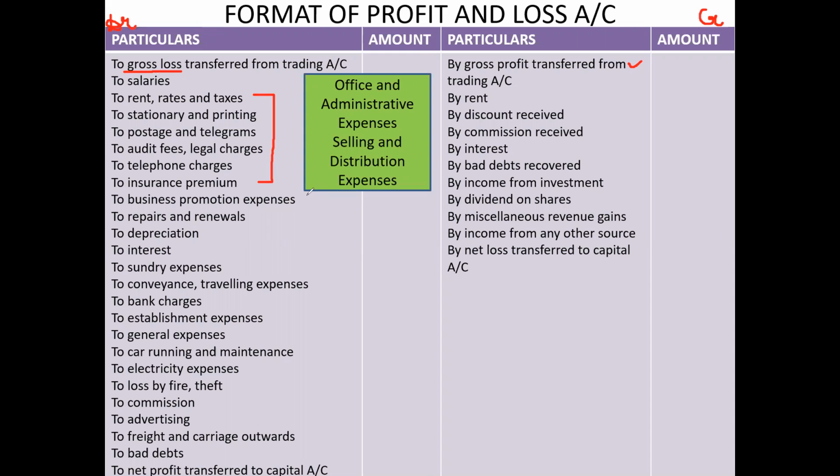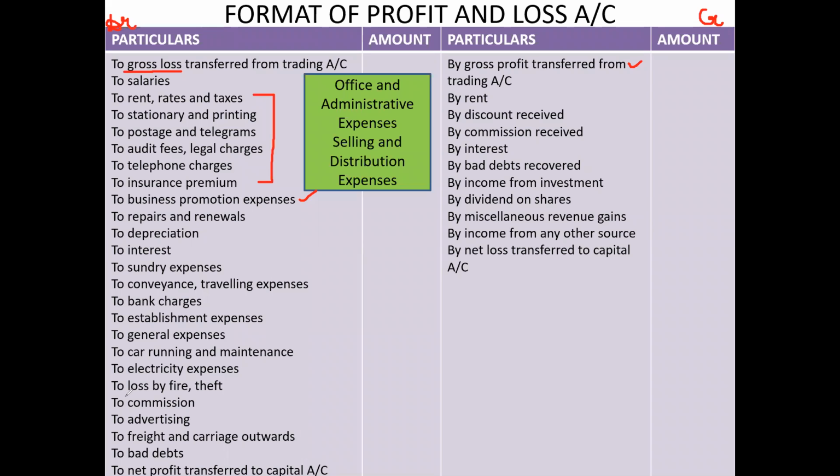These are all examples of office and administrative expenses. Business promotion expense is a selling and distribution expense. Again, continuing with office and administrative expense: repair and renewal, depreciation, interest, sundry expenses, conveyance, traveling expense, bank charges, establishment expenses, general expenses, car running and maintenance expenses, electricity expense. Fine. So these are all office and administrative expense.